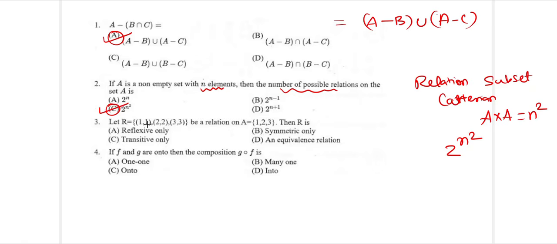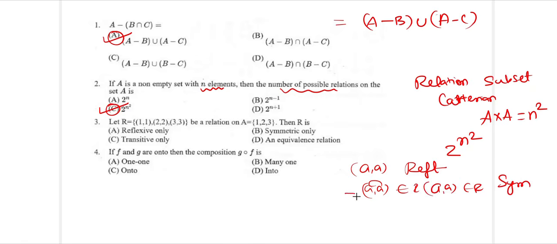Let R be the collection {(1,1), (2,2), (3,3)} defined on the set {1, 2, 3}. Then R is reflexive, symmetric, transitive, equivalence. Which of these is true? (1,1), (2,2), (3,3) is going to be like (a, a). So this is going to be reflexive for sure. If (a, a) belongs to the relation, obviously it's flip, (a, a), is also belonging to the relation. So it is going to be symmetric. So you can call this a trivial symmetric relation.